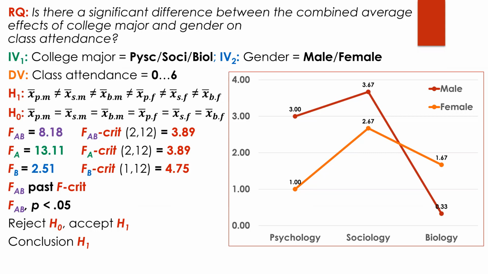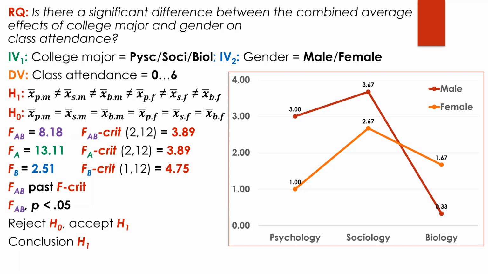The x-axis is our first independent variable. So it's college major. So we have psych, soc, and bio. Our second variable are the lines. So male being one line, female being the other line. Now you can see how males and females compare to each other in each college major. Now one of the things that indicates that the variables are interacting with each other is if you look at the line graph and you see the two lines crossing, that indicates an interaction.